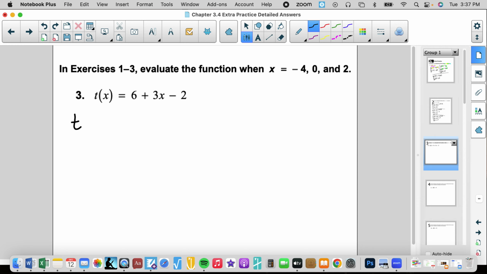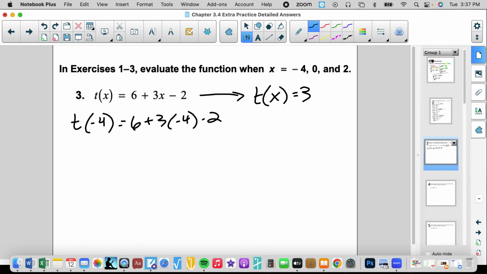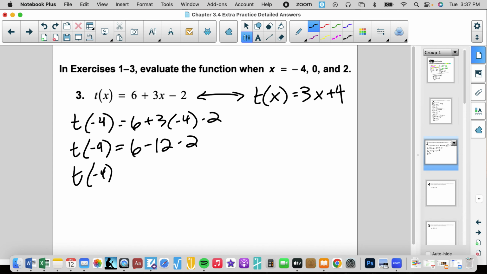Third one, t of -4 equals 6 plus 3 times -4 minus 2. Now, here's something that not a lot of students know. You can simplify this prior to substituting it. We can simplify functions, and we could write that because those are equivalent. So if you want to make it a little bit more efficient, 6 minus 12 minus 2, -6 minus 2 is -8.